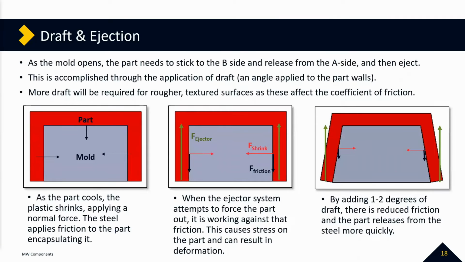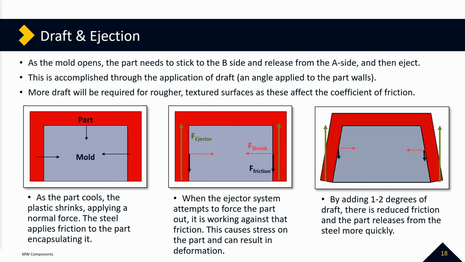So as I've said before in review, as the mold opens, the part needs to stick to the B side that's moving and has all your ejector pins in it and release from the A side. This is accomplished through the application of draft. Draft is basically an angle applied to the part walls, you'll see, that allows the part to release more easily from your mold when you have to eject it.